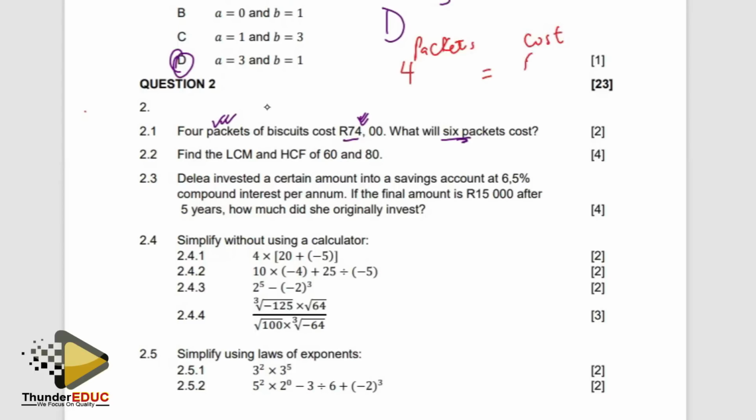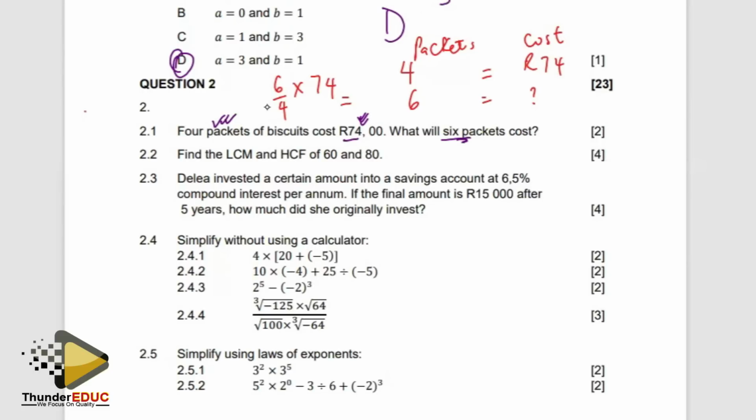So 4 packets will be 74 rands. Then what about 6 packets? How much will it cost? I'll get the side that has both values, which is 6 over 4, and then I'll multiply it by the cost, which is 74. It will be up to me if I want to punch this into the calculator, but for the sake of saving time, you have to use your calculator. You punch it in, and then we see what you end up with.